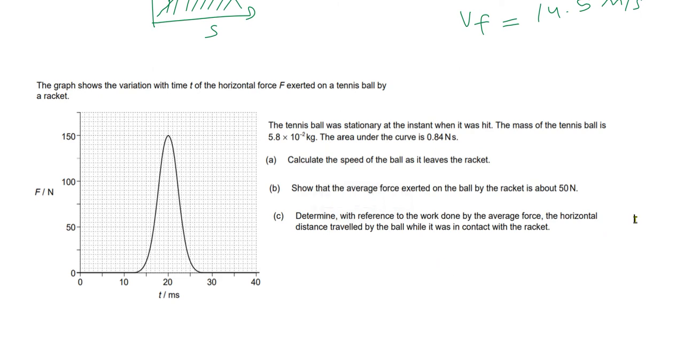Okay, so we have to find the average force exerted on the ball by the racket. So we have to employ the same principle. The force is equal to mass into acceleration, Newton's second law, which in turn is equal to delta p by delta t. Is this correct, Sheldon? Yeah, sir. So now in this case we have to find the average force exerted by the ball, and we have to show that it is close to 50 newtons.